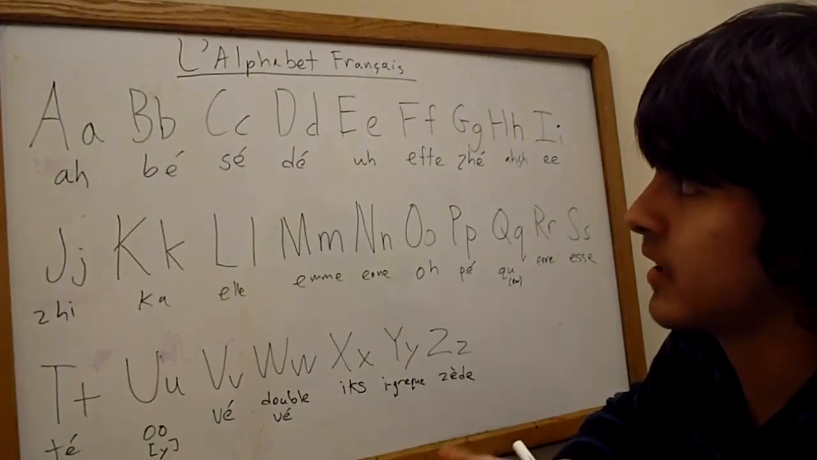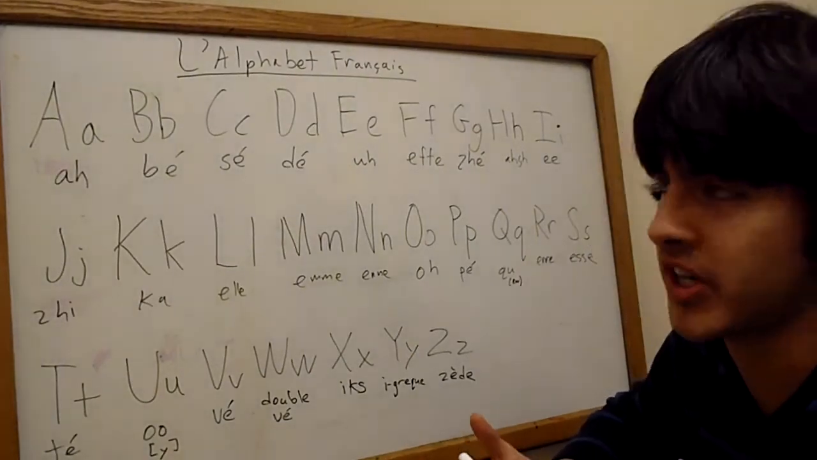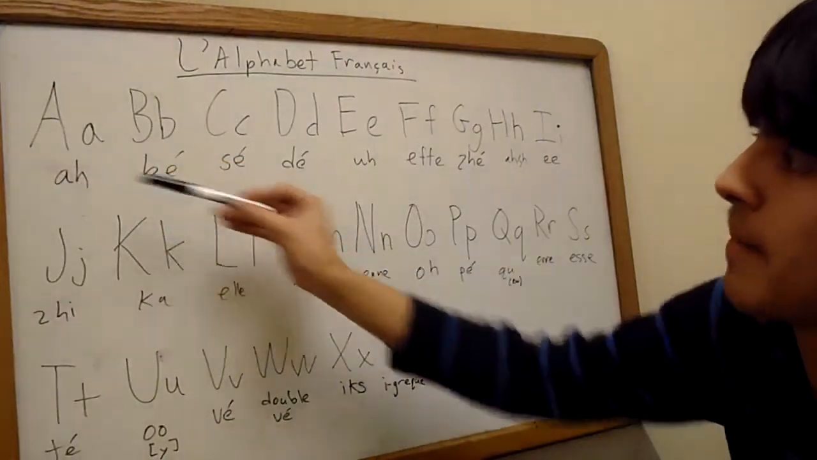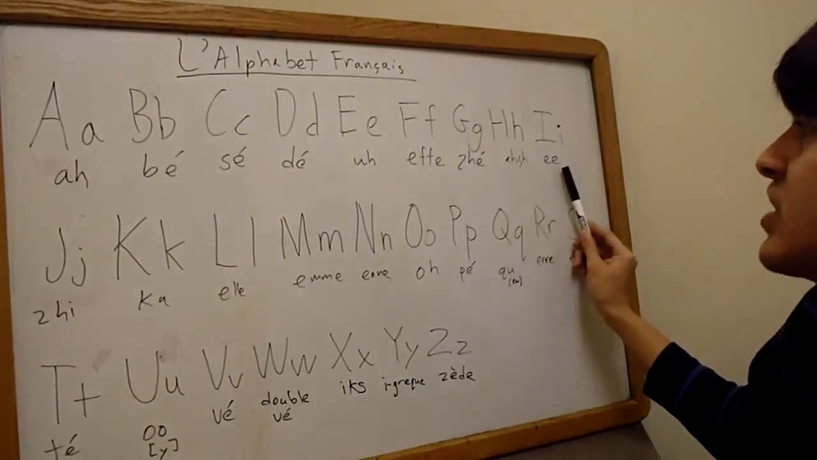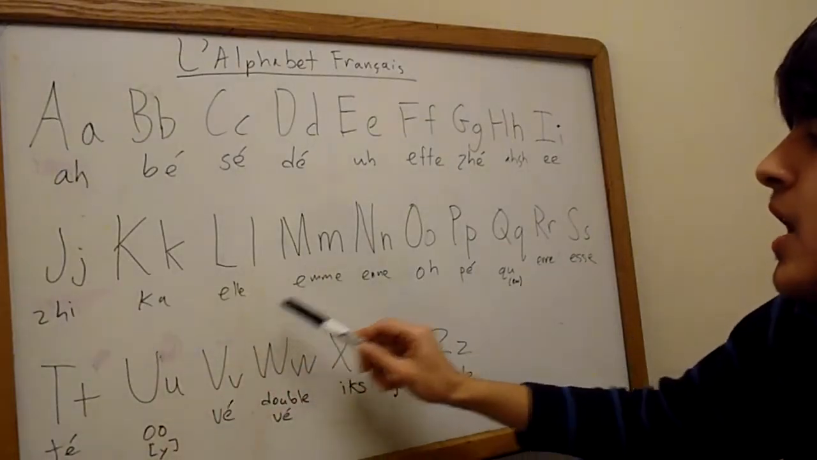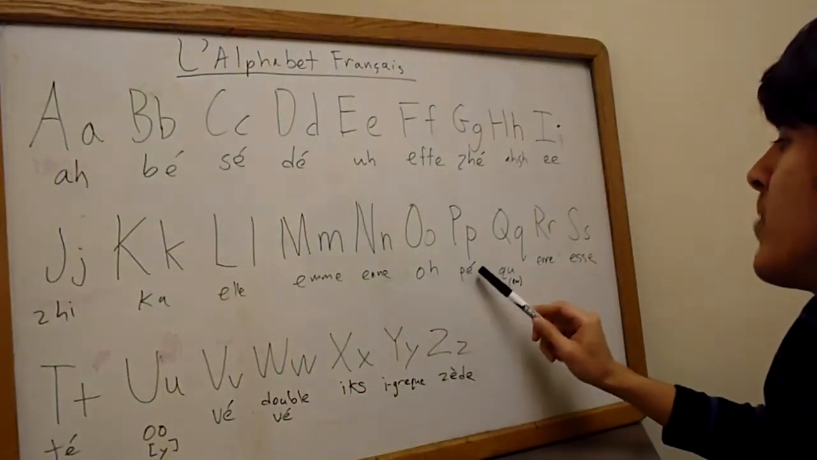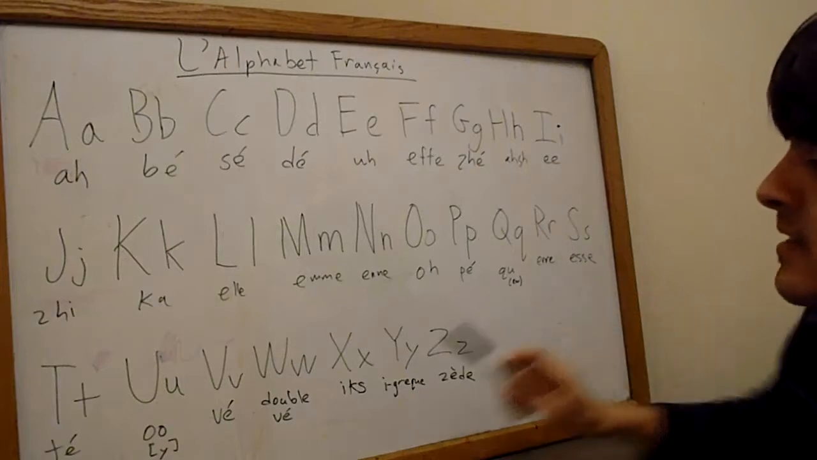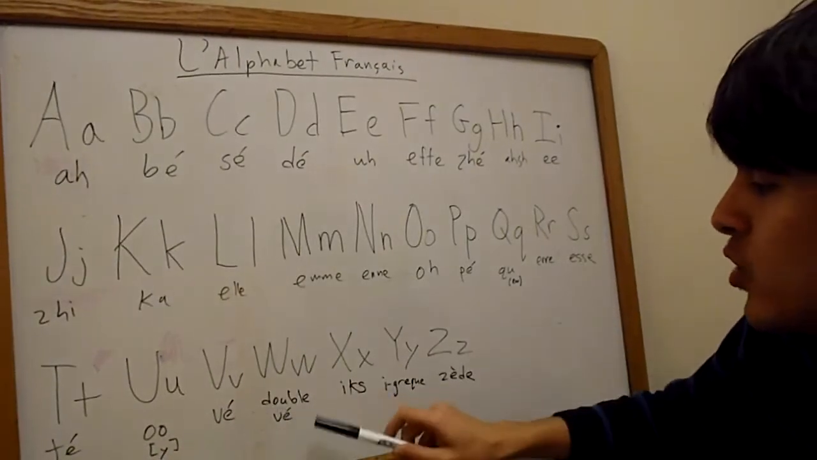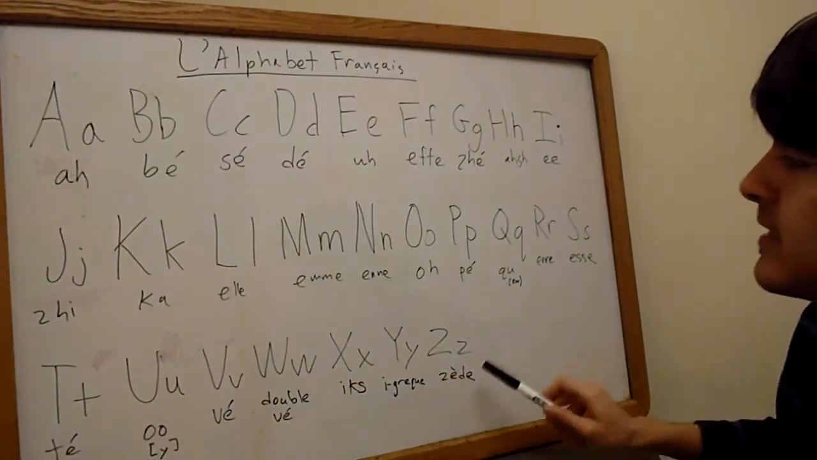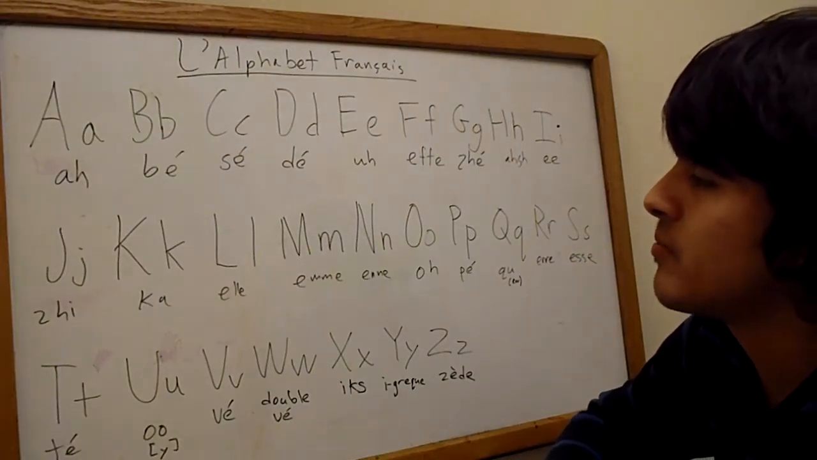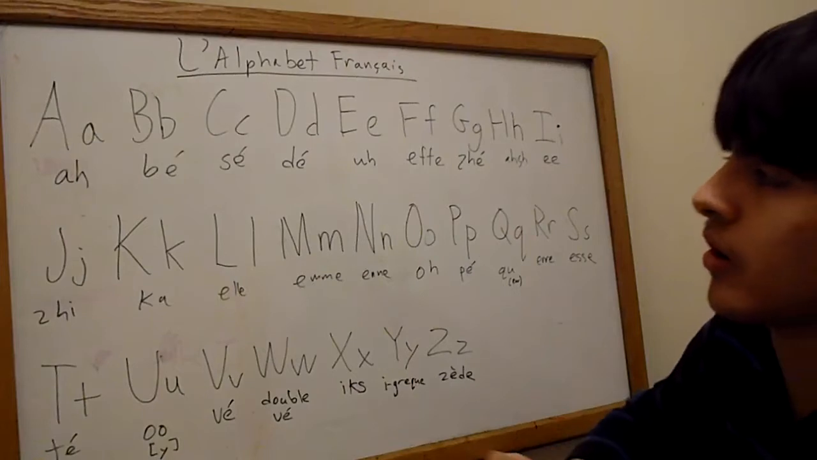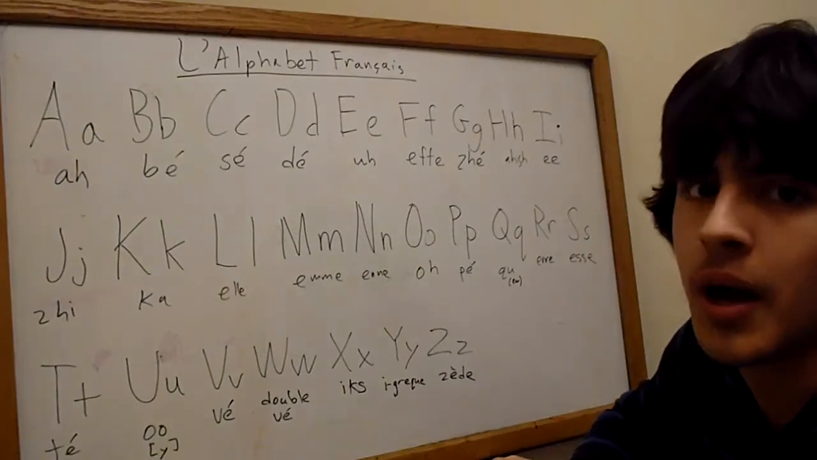But basically, the alphabet in French goes A, B, C, D, E, F, G, H, I, J, K, L, M, N, O, P, Q, R, S, T, U, V, W, X, Y, Z. Now, that's basically how most of these letters are said in a word.